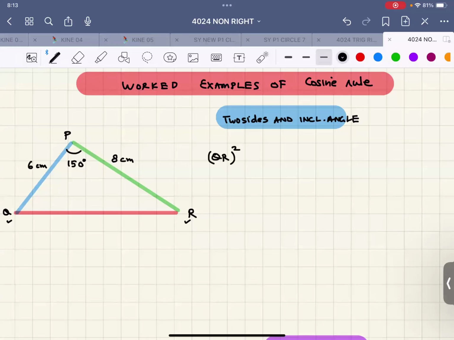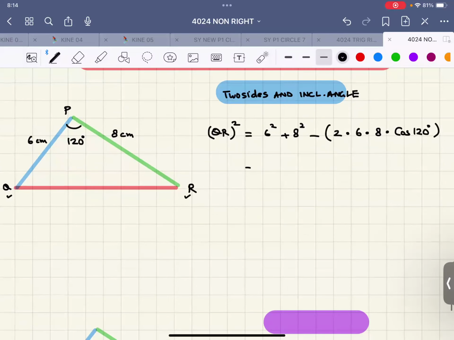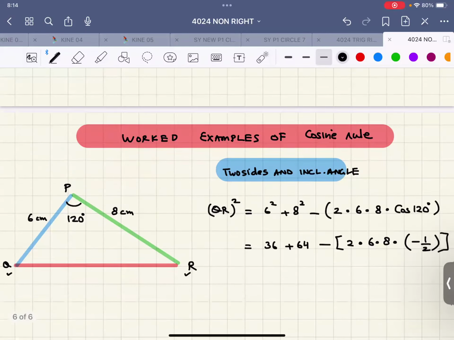So QR, the whole thing square, equals 6 square plus 8 square minus 2 into 6 into 8 into cosine of 150 degrees. Actually, let me make it 120 for simplicity. Simplicity from my perspective, not your perspective, so that I remember this value and I can work it out. 6 square is 36. 8 square is 64. Minus 2 as it is, 6 as it is, 8 as it is. Cosine of 120 is negative half. Remember this thing. Cosine of an obtuse angle is negative.